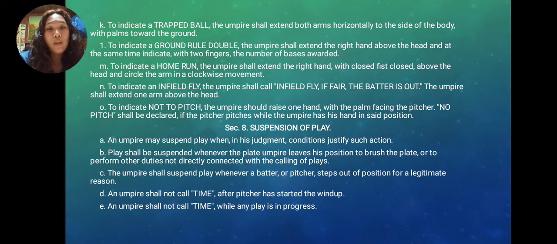For letter M, to indicate a home run, the umpire shall extend the right hand with fist closed above the head and circle the arm in a clockwise movement. For letter N, to indicate an infield fly, the umpire shall call infield fly if fair, but the batter is out. The umpire shall extend one arm above the head.